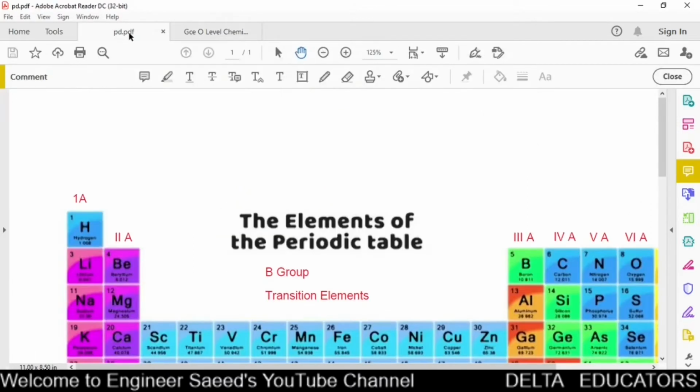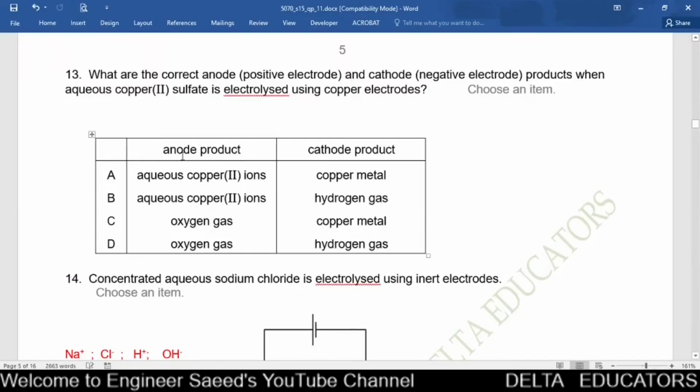Now we check the options. Here at the anode, the product is given as aqueous copper ion in A and B. So possible options are A and B. And at the cathode we get pure copper metal, that is given in option A. So here the correct option is A.